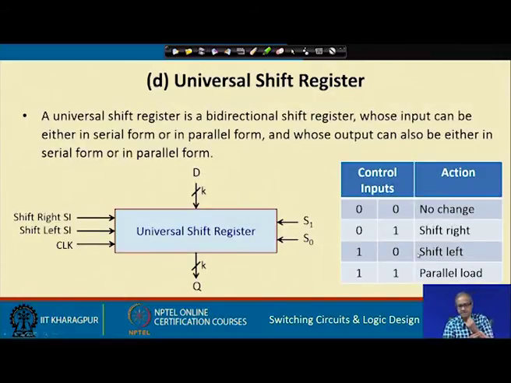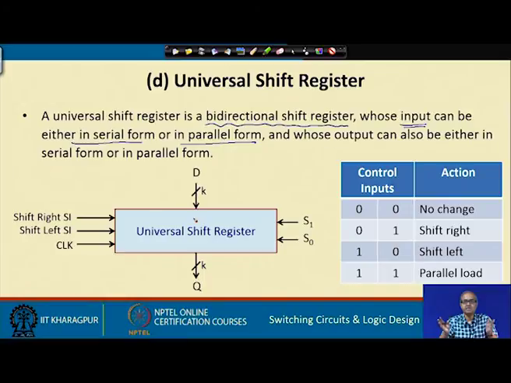Now, the last kind of shift register that we talk about today in this lecture is a universal shift register. A universal shift register has some added functionality. It is a bidirectional shift register plus something more. What I am saying is that the inputs that you are applying can be either in serial form or in parallel form, and also the outputs. A universal shift register looks like this. There are serial inputs available, right shift, left shift, there can be two separate serial inputs. But in addition you can also parallelly load the data.